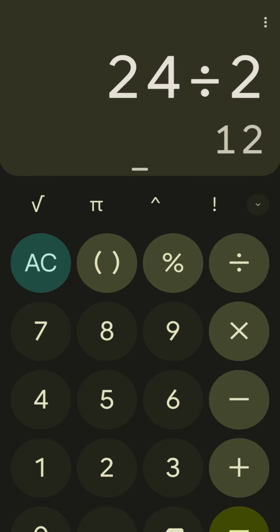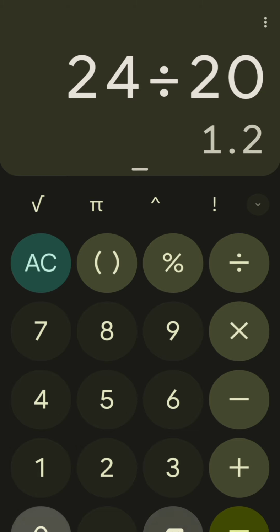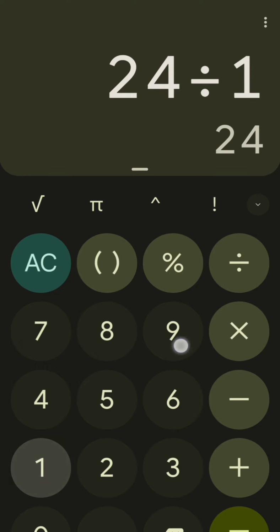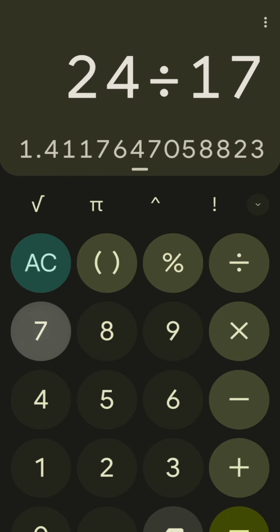Even 20. Yeah, we're still floating. Same thing. So now we go ahead and jump to the next part. 19. Same thing. 18, 17, 16, 15, 14, 13, 12. All right, so 12 works out.